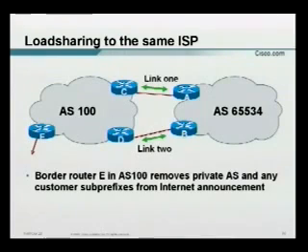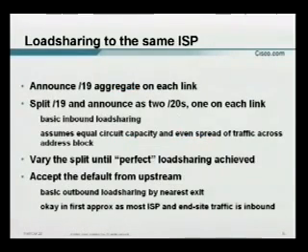We're trying to use both links equally. Router E does the same as it did before. It removes the private AS and any customer sub prefixes from the announcement. Again, we announce the /19 aggregate on each link. We're assuming the end side has got a /19 block. We announce it on each link. We carry on announcing this.